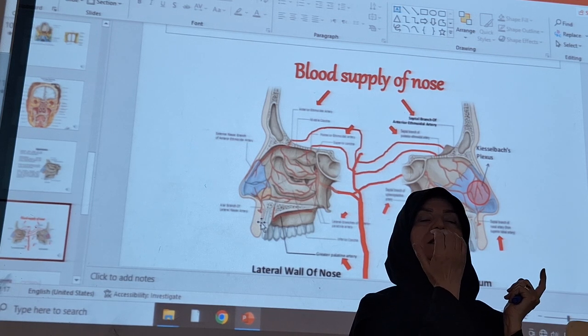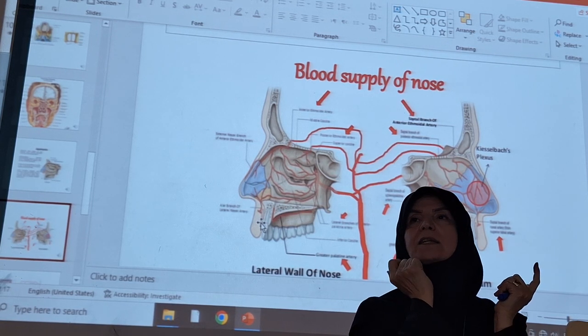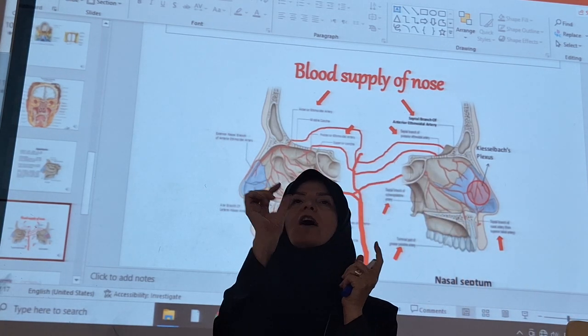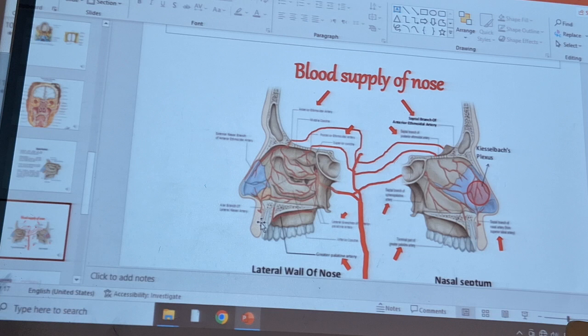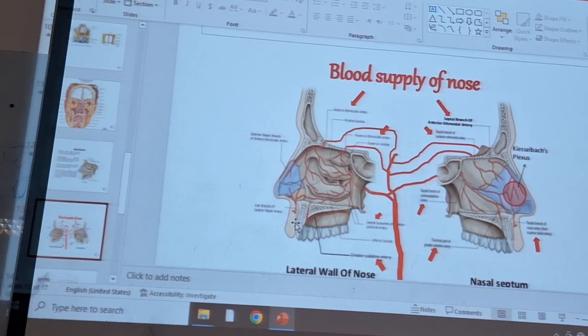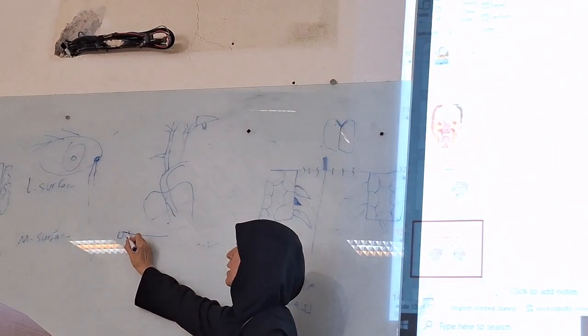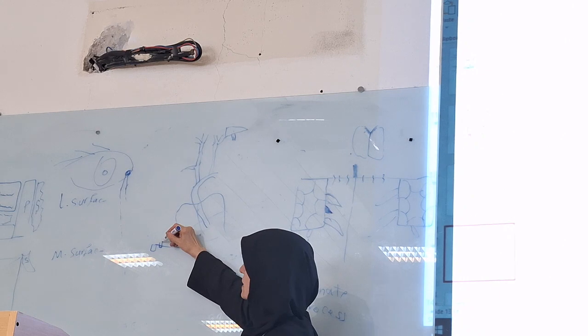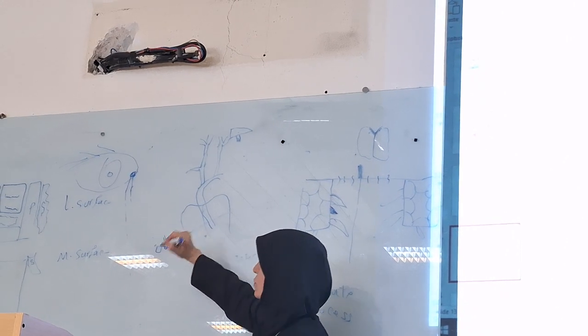Posterior to the superior incisive teeth, in the roof of the oral cavity, you can find one foramen. If you imagine, here is the roof of the oral cavity, and here is the incisive teeth. Posterior to this, you have a foramen. This foramen belongs to the incisive canal. This incisive canal superiorly divides in two.